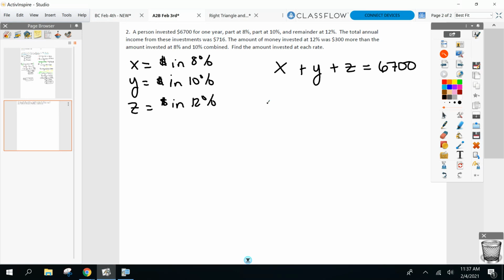What do I write for 8%? What do you think? Don't put 0.8 because that's 80%. It'll be what as a decimal? 0.08. Let's go. 0.08x plus 10%, 0.10y plus 0.12z equals that $716 I made.